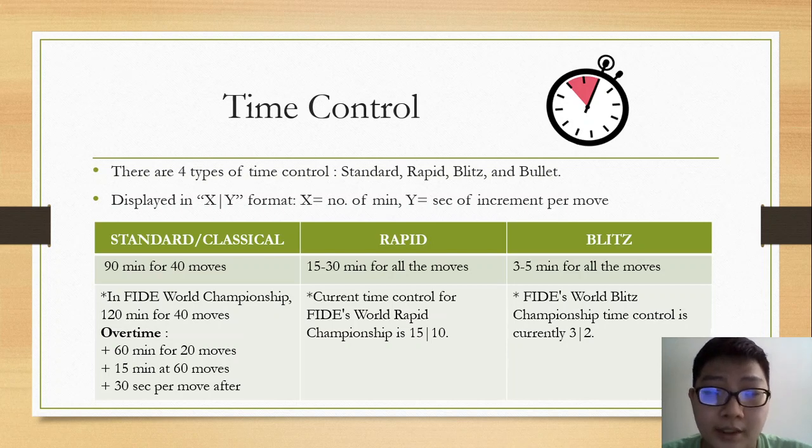Lastly, for blitz, there is a maximum of 5 minutes and a minimum of 3 minutes, and any time less than that will be counted as a bullet. In FIDE's case, they gave a 3 minute with a 2-second time increment for every move.